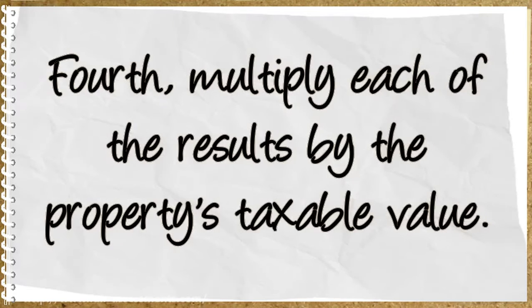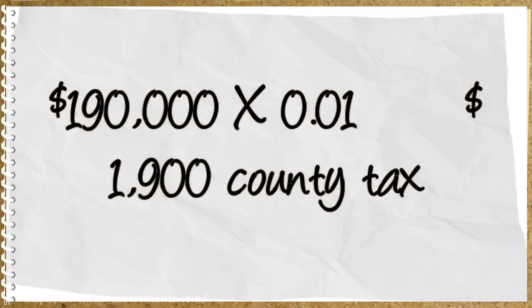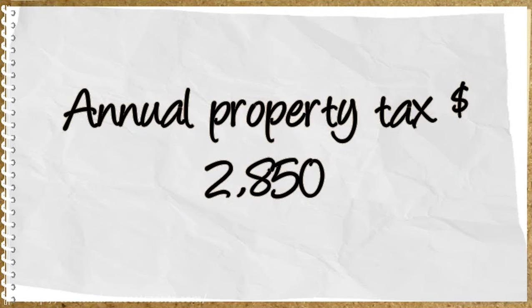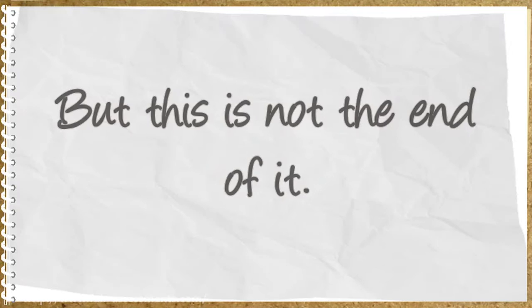Fourth, multiply each of the results by the property's taxable value. $190,000 by 0.01 equals $1,900 county tax. $190,000 by 0.005 equals $950 municipality tax. Annual property tax: $2,850. But this is not the end of it.